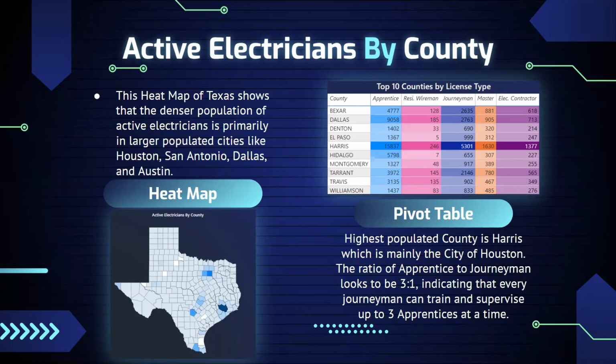With Harris County being the largest, you see on the top right pivot table, Harris County, which is the main county in Houston, has a total of 15,837 apprentice electricians alone. So that is quite a big number. And then you look at your journeyman licenses, and there's only 5,301. So that's about a 3-to-1 ratio: for every journeyman license, they've got three under their wing, training them. The majority of the active electricians focus around the larger populated cities.